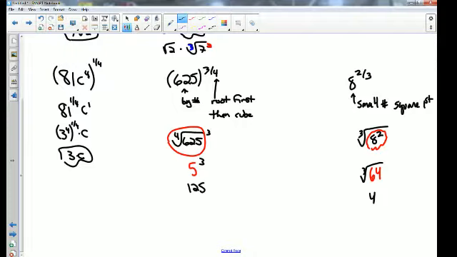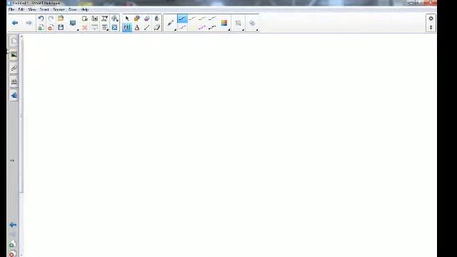Okay, I think we're good there. And let's look at some algebra simplification stuff.